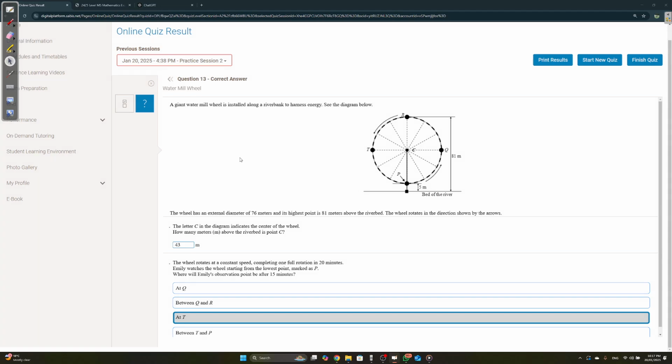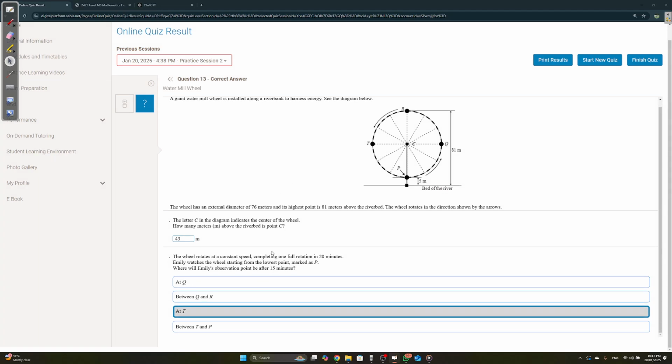Anyways, the wheel rotates at a constant speed, completing one full rotation in 20 minutes. Emily watches the wheel starting from the lowest point marked as P. Where will Emily's observation point be after 15 minutes? So P after 15 minutes, where will it be? So they told us that the full rotation is 20 minutes, and we waited 15 minutes. So how many rotations will you do in 15 minutes? 15 out of 20 is 3 out of 4. So you could say 75% of a rotation.